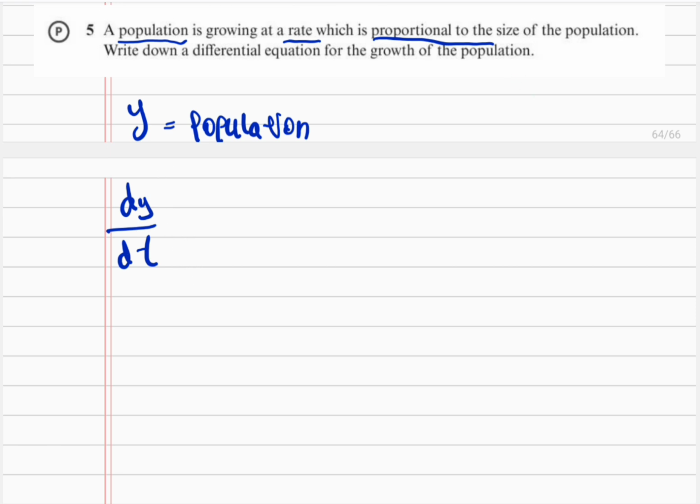So before I write the final differential equation, since it's just proportional, we can write down the proportionality symbol. And remember, it's proportional to the size of the population. We said that the size of the population is y. So it's saying that the change of the population is proportional to the size of the population, which hopefully you remember from GCSEs, that whenever you have the proportionality symbol, you can then rewrite the equation as equal to a constant times whatever you have. So this k is just the constant of proportionality.